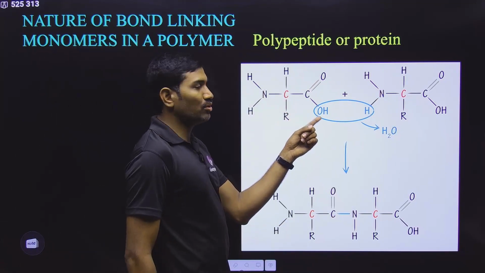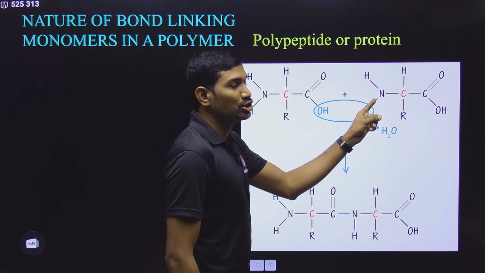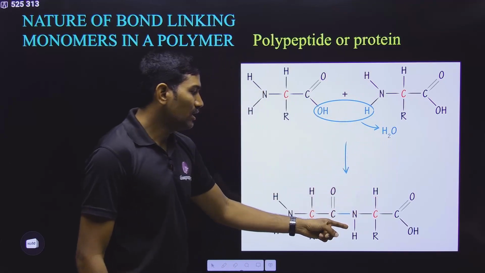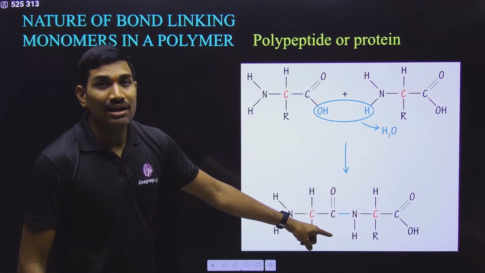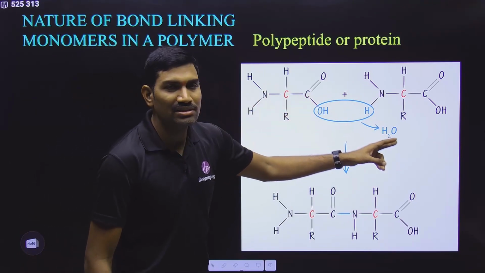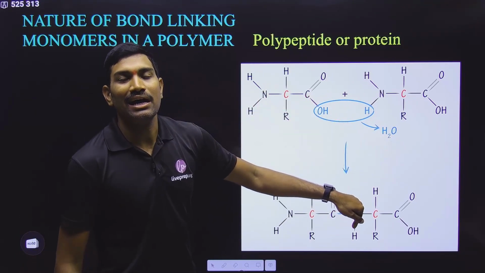The COOH group of the first amino acid and the NH2 group of the second amino acid are involved, and due to the loss of a water molecule, the peptide or amide bond will be formed. So what is the bond that connects two amino acids in a protein? It is the peptide or amide bond.